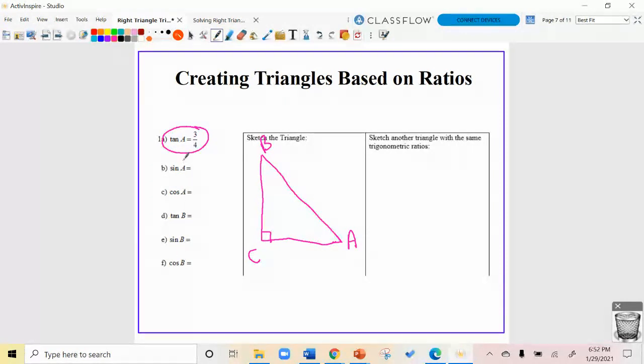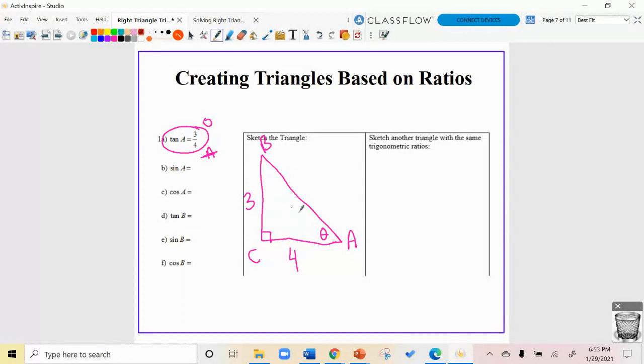Okay? So tangent. Here, I need to know my ratios. Tangent is opposite over adjacent. So here's my reference angle. I'll stick a theta there. Opposite is 3. Adjacent is 4.